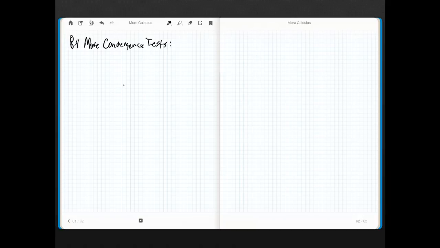Going to give you a couple more convergence tests today, and these really are the keys to the kingdom. They're not the end-all be-all. They don't work in every situation, but they're really good convergence tests, and they're going to help us do some pretty powerful things mathematically down the road.